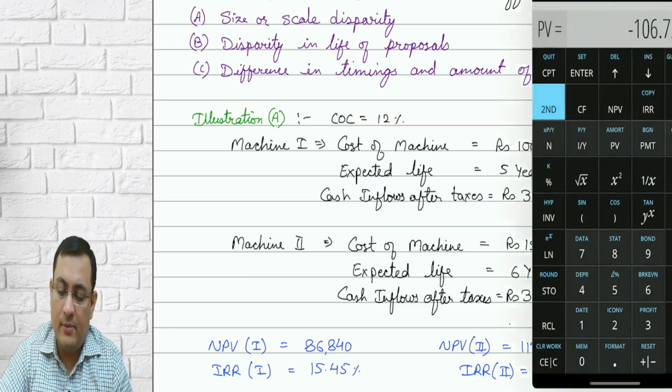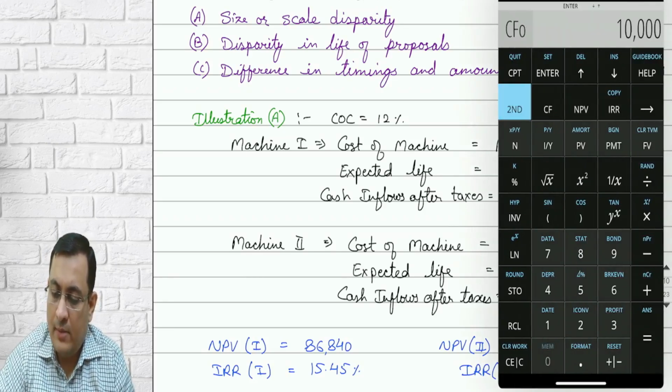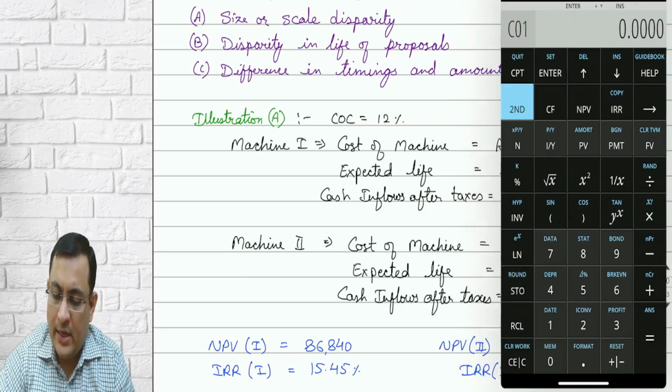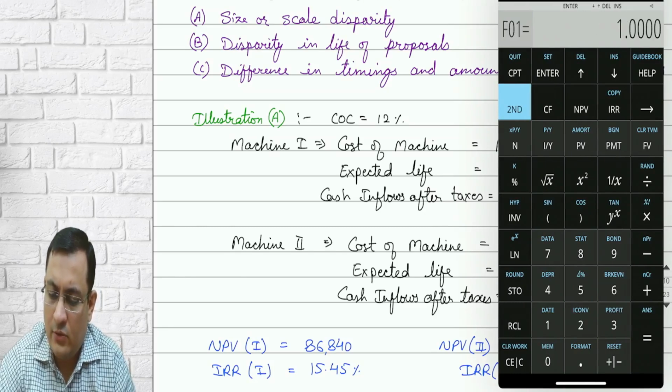So if I calculate my NPV, first case, 1 million outflow. CF, how many cash flows? 301,500. Value of cash flow for 5 years.